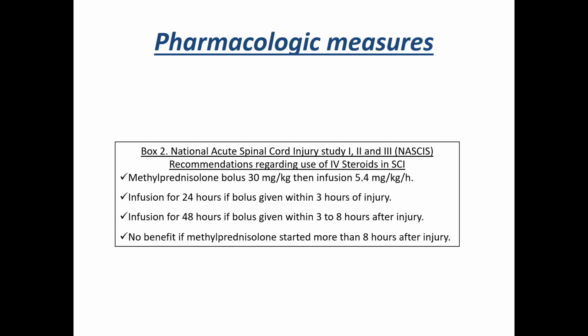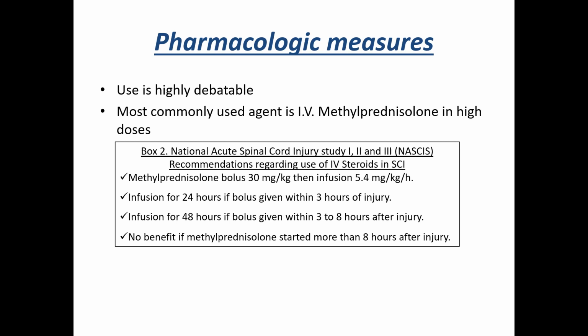Steroid use is debatable, but methylprednisolone bolus dose is 30 milligram per kg, then infusion of 5.4 milligram per kg per hour. It is beneficial only if given within 8 hours of injury. After that, there is no use of methylprednisolone. It has rather side effects. The most commonly used agent is methylprednisolone in high doses.